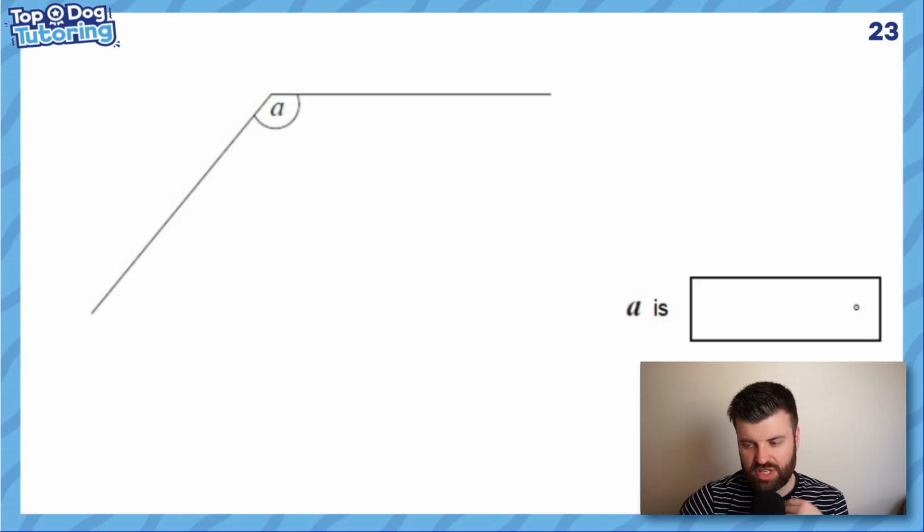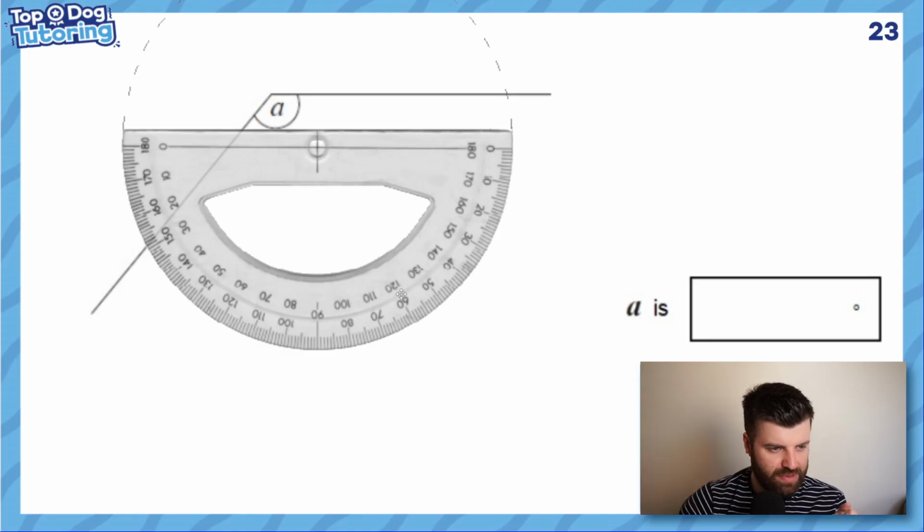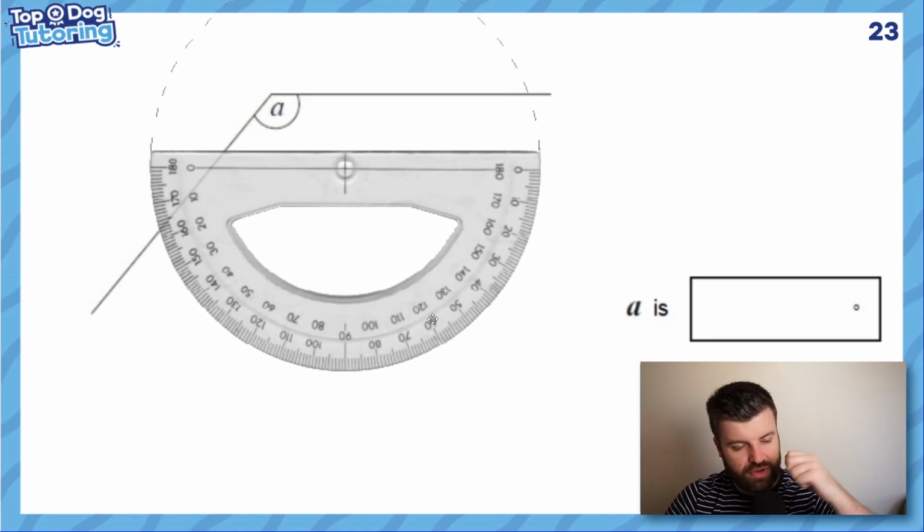Oh, my pause timer stayed on for ages then. How can we measure this? Well, you're probably telling me right now, we can't. It's just guessing at the minute. Well, no, we need a protractor. So here's a protractor. How do you use a protractor? I'm going to show you right now.